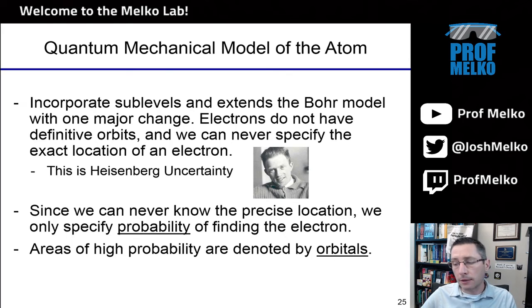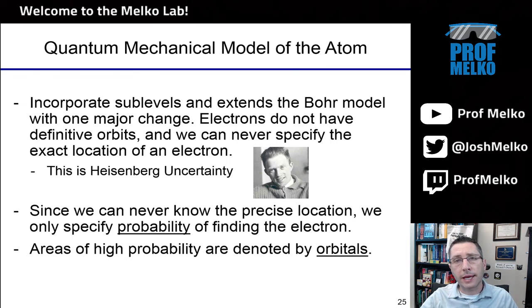The last model of the atom is the quantum mechanical model. And this is what we still use today. This is the most accurate model of the atom that we have. Doesn't mean that tomorrow something bigger and better might not come forward, but all the experiments, all the evidence, the technology we have today suggests this is the correct model of the atom as we know it.